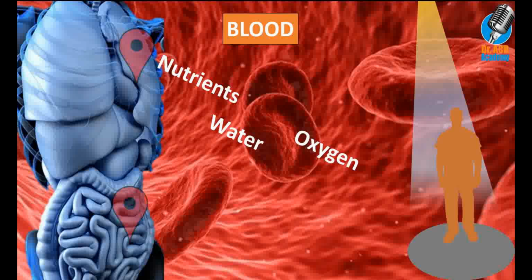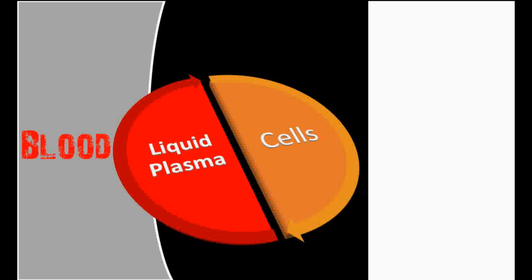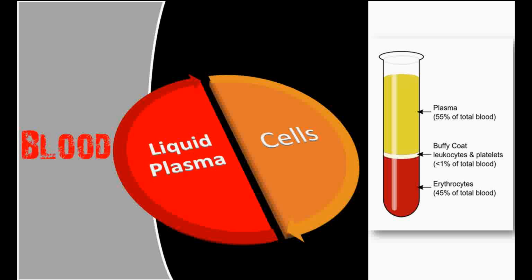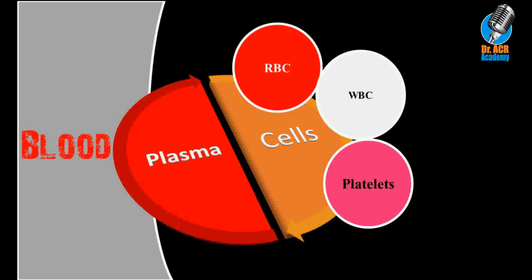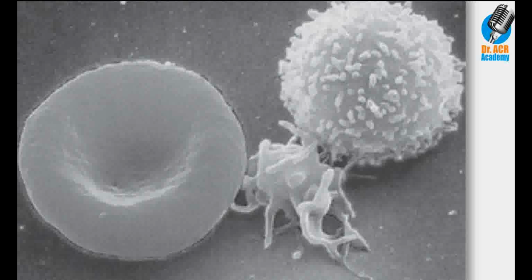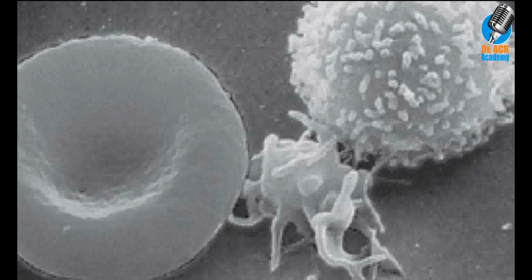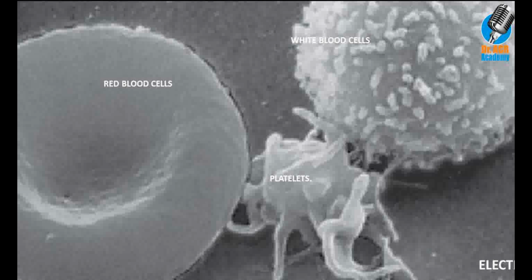The two major components of the blood are the fluid part and the cellular part. The fluid part is called plasma. The cellular components are the red blood cells, the white blood cells, and the blood platelets. Here we can observe the electron micrograph of the blood cells. Here you can see the red blood cells, white blood cells, and the platelets.